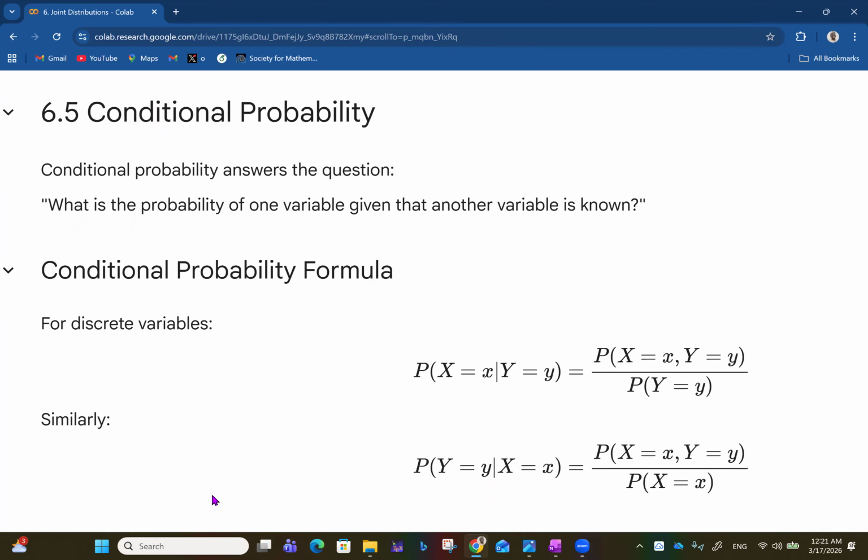Talking about conditional probability now. Conditional probability answers the question: what is the probability of one variable given that another variable is known? So if you know this variable, what is the probability that we can get this other one? The conditional probability formula is this.